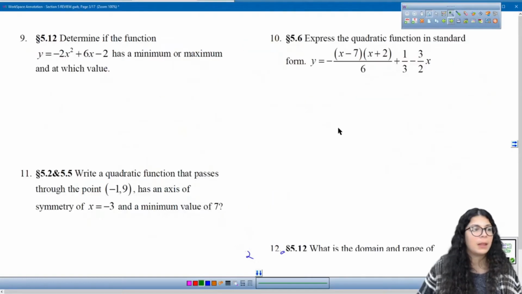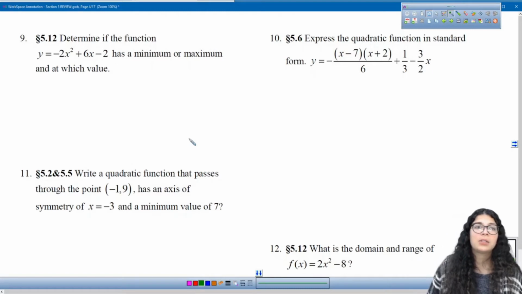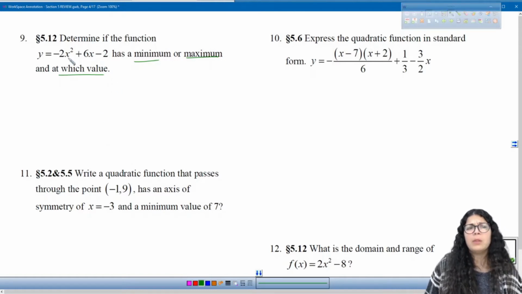All right. Let's move on to number 9. Now, number 9, we need to determine if this function has a minimum or a maximum, and then state what that value is. So the way that you figure out if it's a minimum or a maximum, first you have to look at what kind of function this is. This is quadratic, right? So it's a parabola.